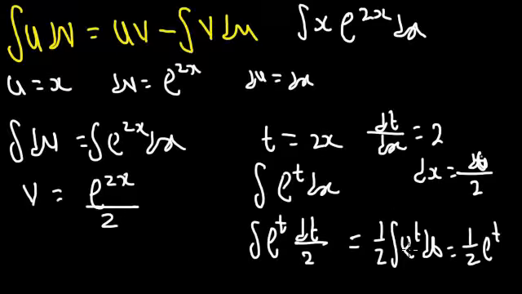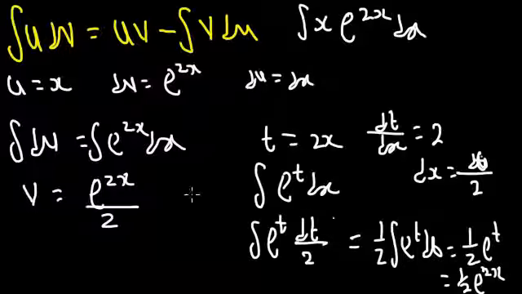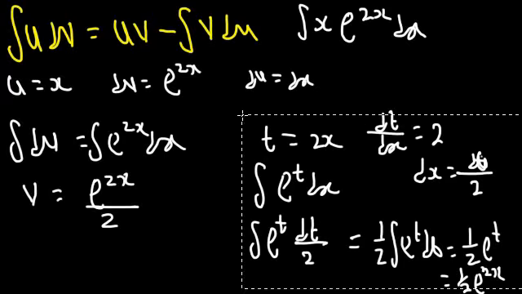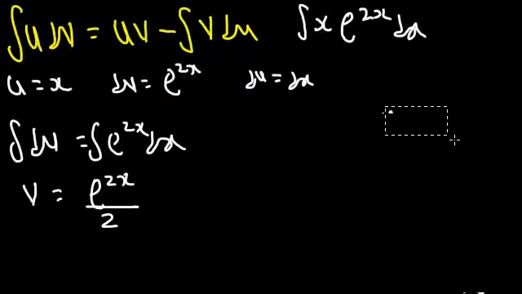So let's replace t back with 2x. It means our final answer will be 1 over 2 of e to the power of 2x, which is actually what we got over here. 1 over 2 of e to the power of 2x is the same thing as e to the power of 2x divided by 2. So be very careful when the argument is not just single, when it has a coefficient attached to it.